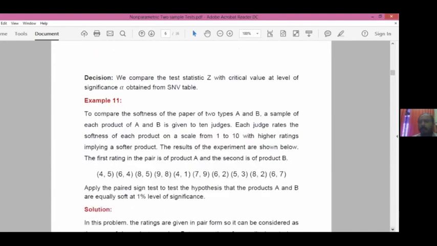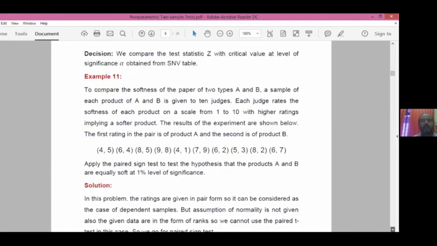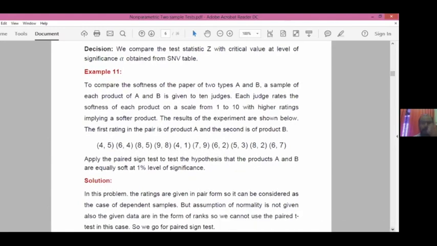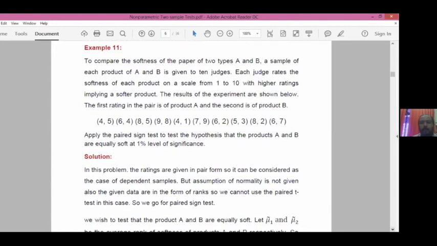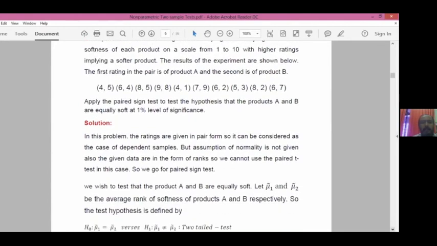Yeah, see this example. This is the paired observation. We are going to perform the paired sign test. For these observations in this problem, the rating is given in paired form. So it can be considered a case of dependent samples, but the assumption of normality is not given. Also, the given data is in the form of ranks, so we cannot use the paired t-test. So we go for the paired sign test.